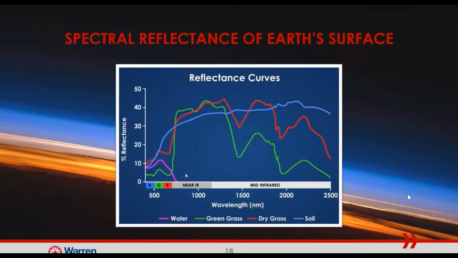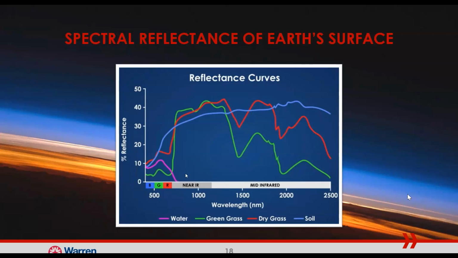Let's talk about the reflectance of the Earth's surface, the reflectance curves. Again, you get your blue, your green, your red. Once we get into these ideas of near infrared or mid infrared, they become invisible to the human eye unless we're using a sophisticated sensor. But we can see things like water. We can see things like green grass, and we expect that to be reflected back to us as green.